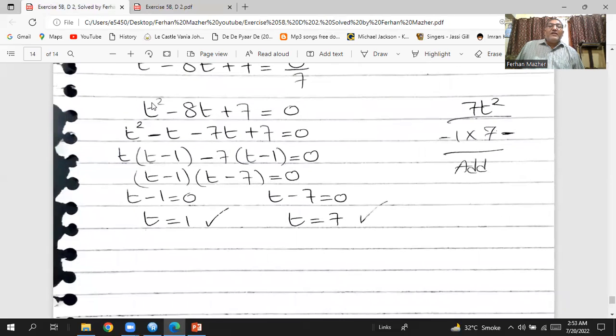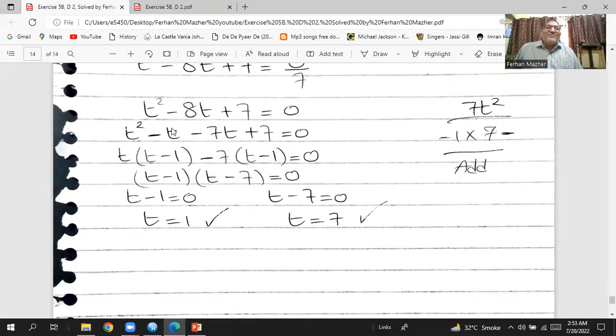Now we will multiply the extreme terms. You will have 7t square. So its pairs are 1 into 7. With the third term, you have a positive sign. So I'm looking for that pair, which by addition will give me minus 8. So give them minus 1, minus 7. They both are given negative signs.